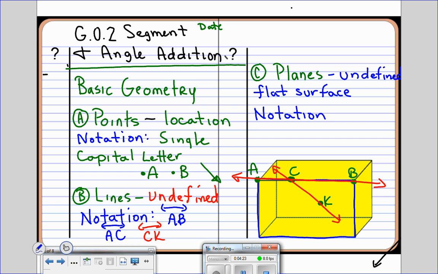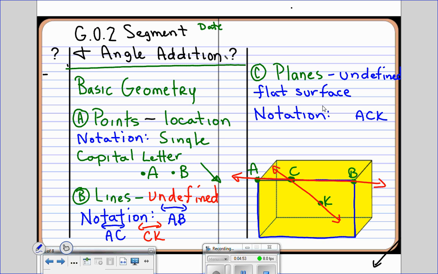And so I can write down the notation. If I wanted you to look at that flat front panel, I could certainly say, hey, look at the front of this box. But more mathematically, I would pick 3 points on that plane and write them down. The 3 points that I choose can't all lie in the same line. So I couldn't choose A, C, and B. But I could choose the points A, C, and K.